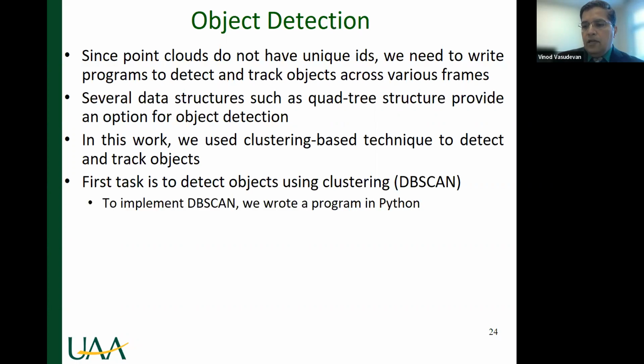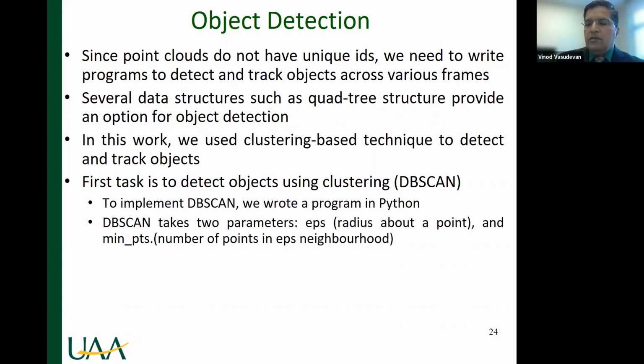To implement DBSCAN, we wrote a program in Python. DBSCAN has two parameters, epsilon and minimum points. What I mean by that is, in simple terms, it will take one point, and based on the radius we give, it will scan for all points around it within that radius, and then see whether that satisfies the minimum points.